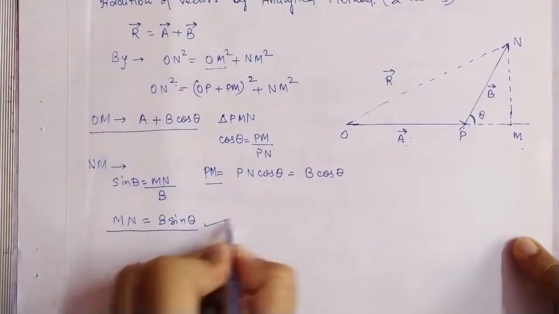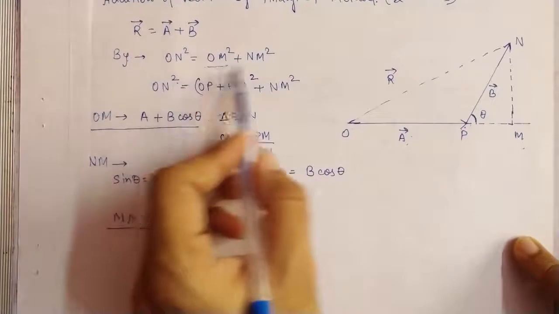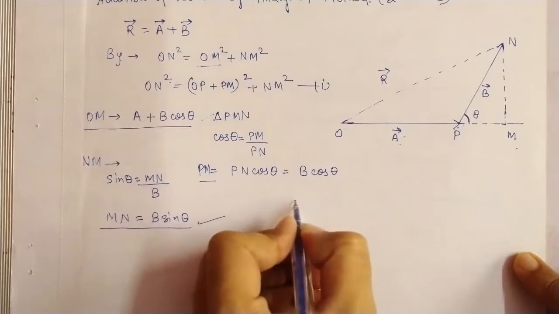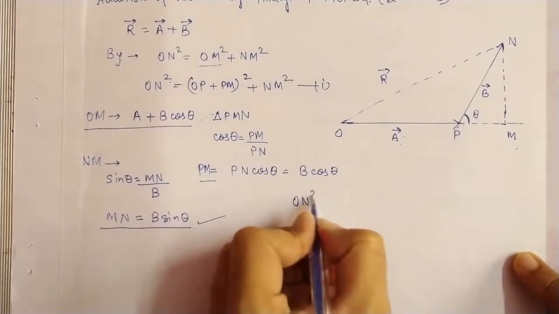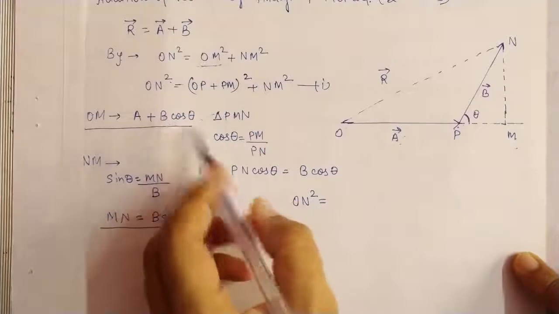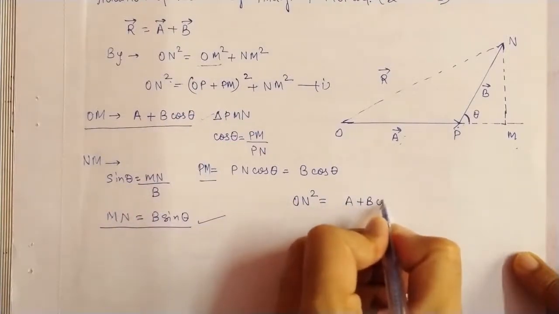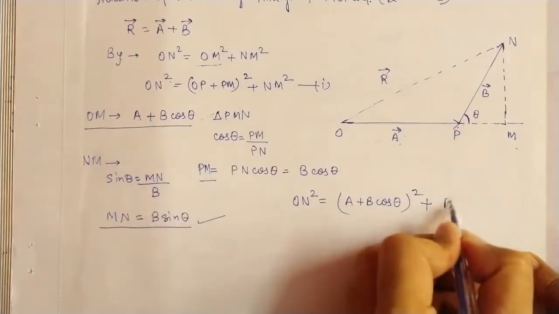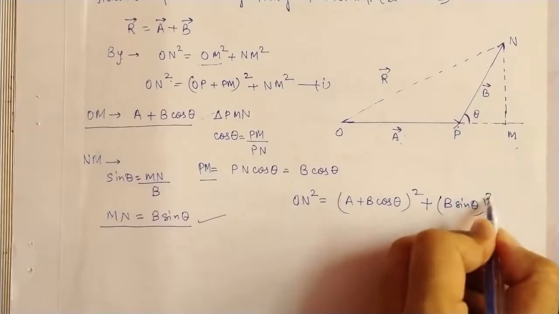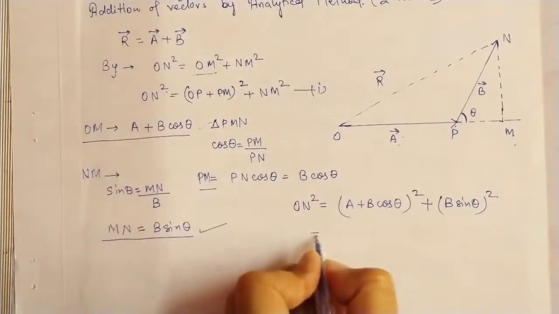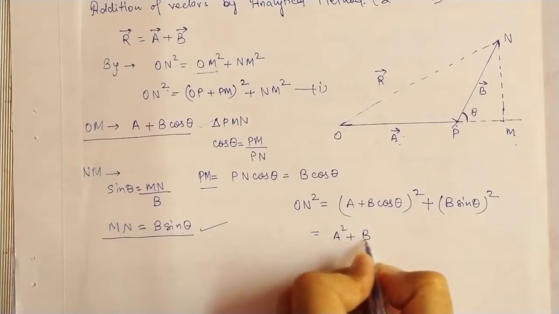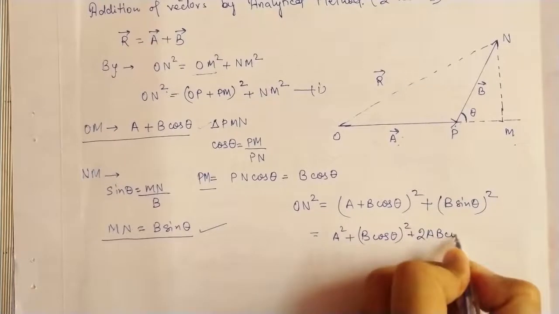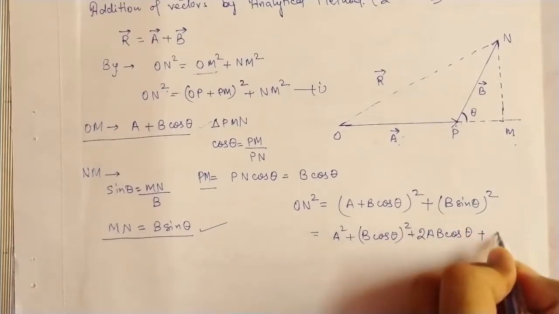So again we got both the values that we required, and now we'll put them in our Pythagoras equation. So just put it here, that is value of ON equal to, now this OP plus PM, I will write it as (A plus B cos theta) whole square plus, what is the value of NM? That is (B sine theta) whole square. Now just expand all the terms. What you will get? A square plus (B cos theta) whole square plus 2AB cos theta, and then (B sine theta) whole square.